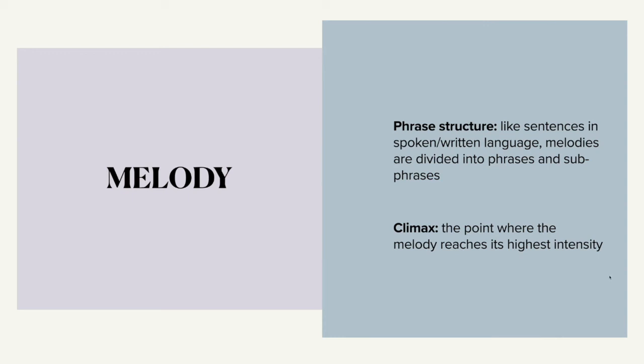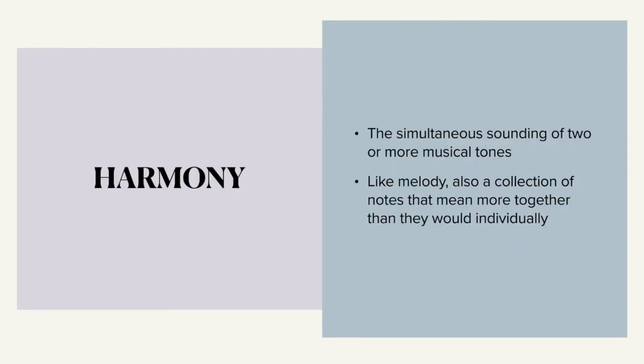And just like when we're speaking, there are climaxes in a melody or in a melodic phrase. It's where the melody reaches the highest level of intensity. Harmony. Well, if you can think of melody as the linear space, the horizontal, harmony is the vertical. It's when you have this note and maybe this note and maybe this note all at the same time. Right? So it's the simultaneous sounding of two or more musical tones. Like a melody, again, the collection is more important than the individual parts. Here is a specific chord.